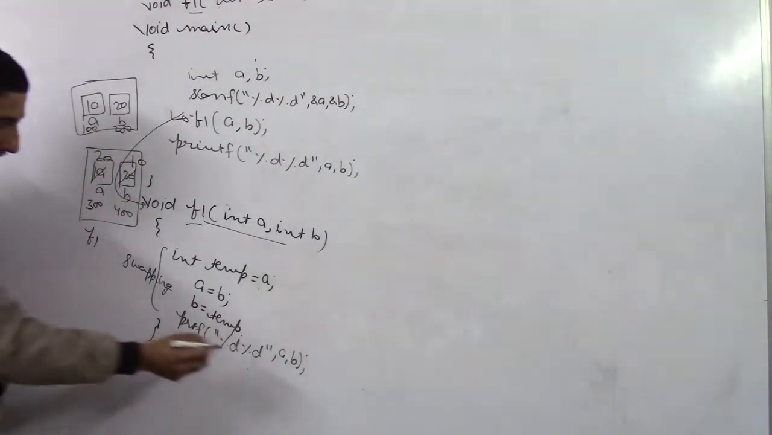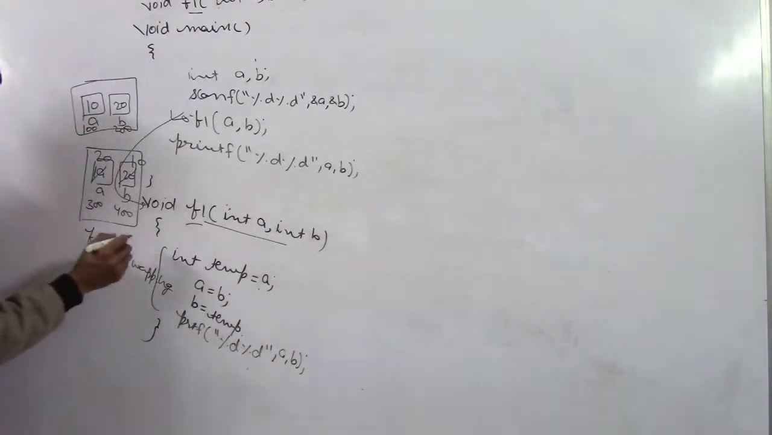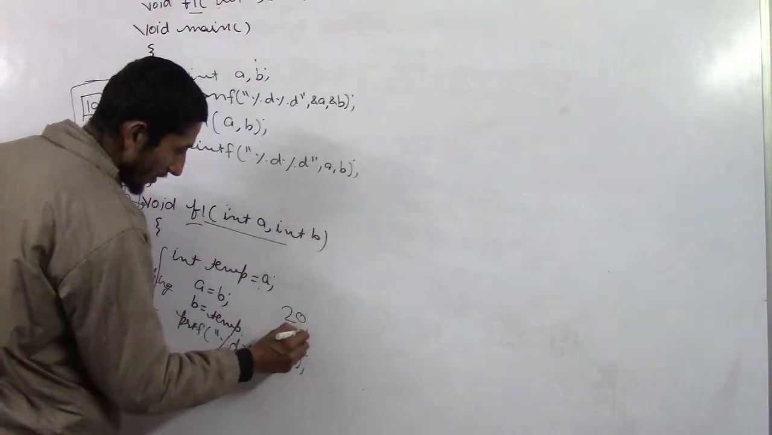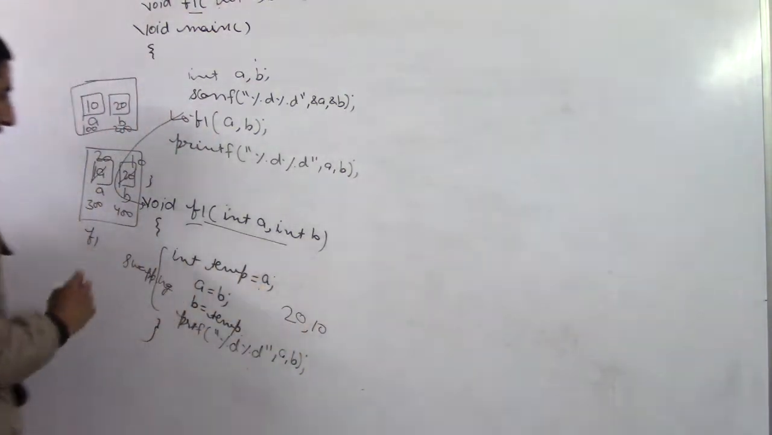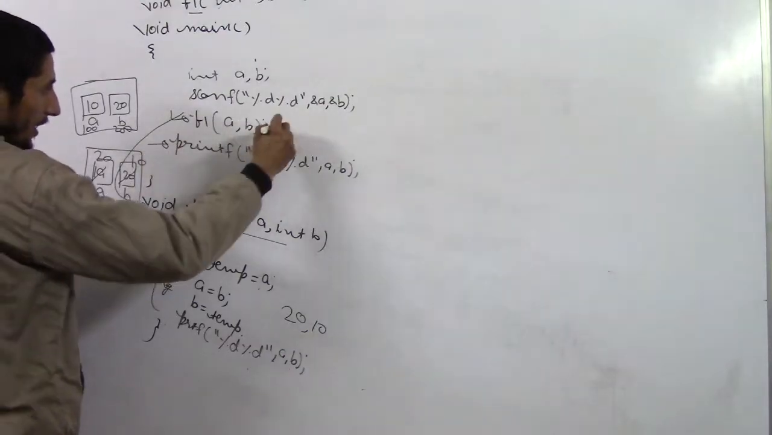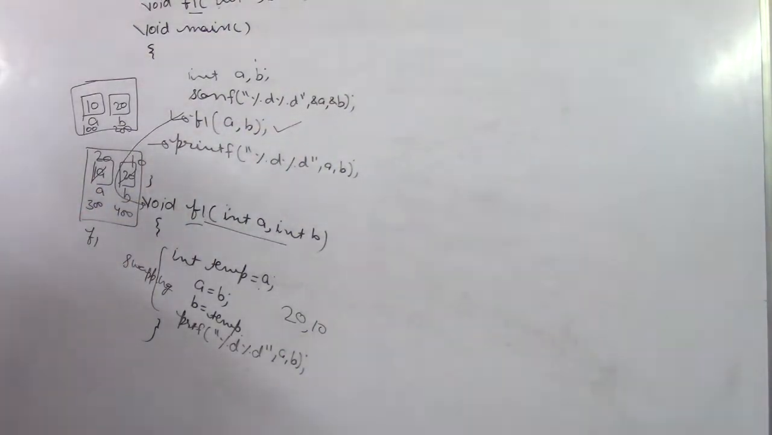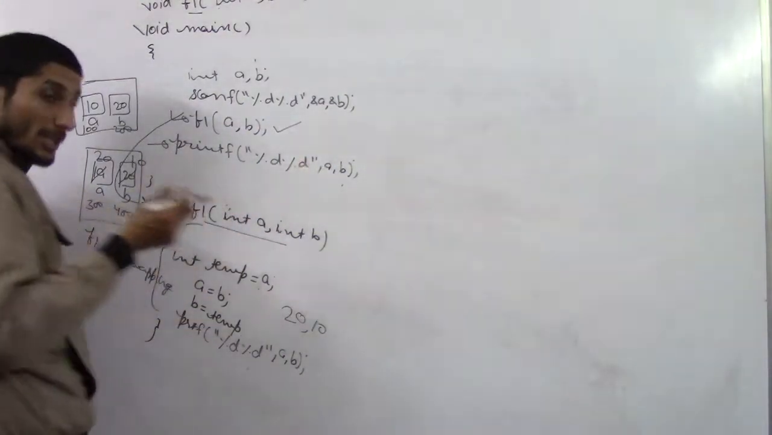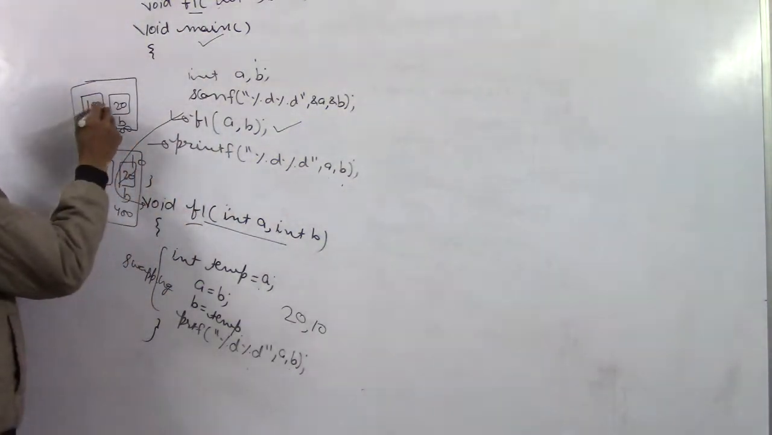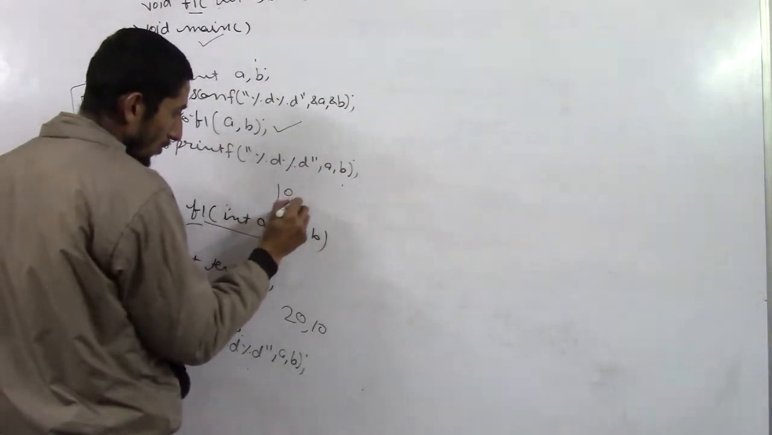If you print a and b, it will print 20 and 10. Okay, after printing, the control will return to main because we have executed f1, and now you are printing the values of a and b. Which a and b? The ones allocated in main. What will be the value? 10 and 20.